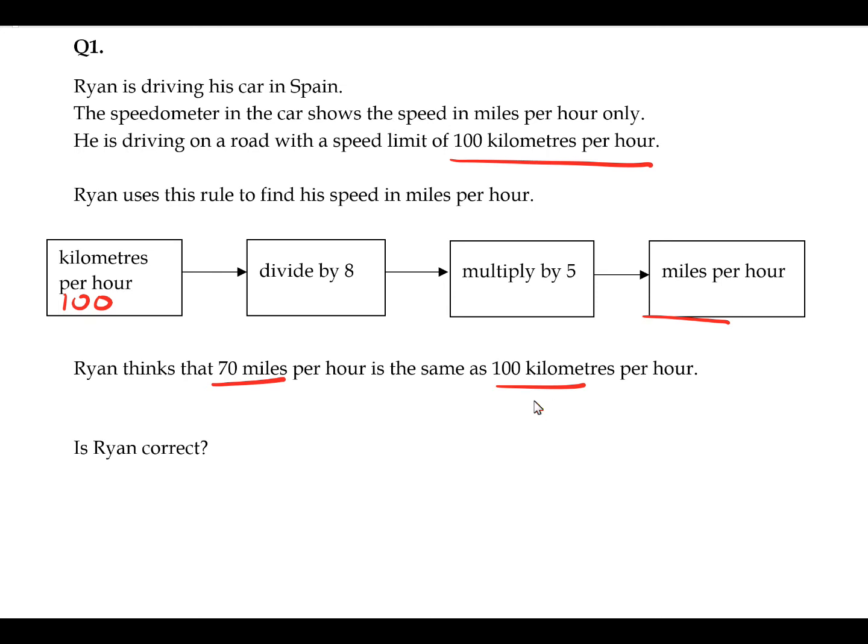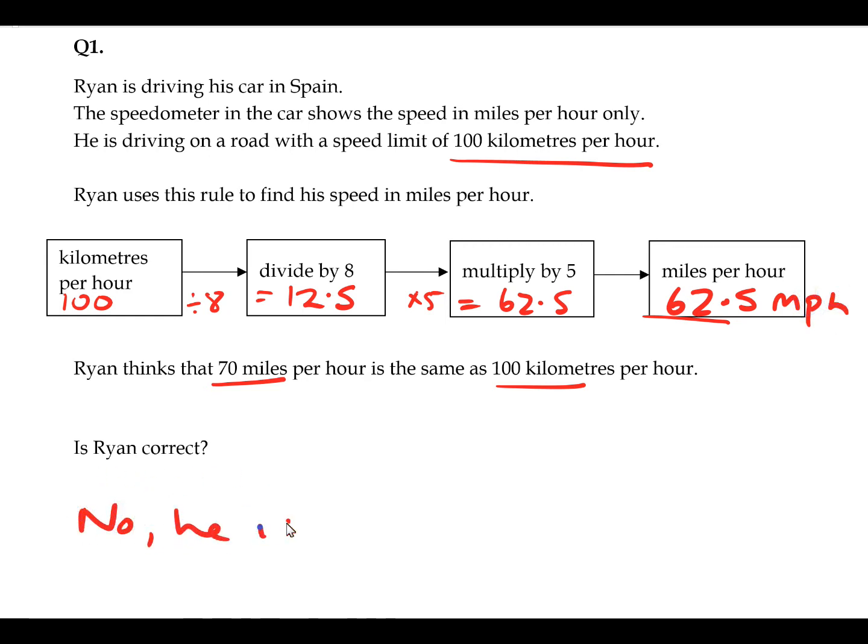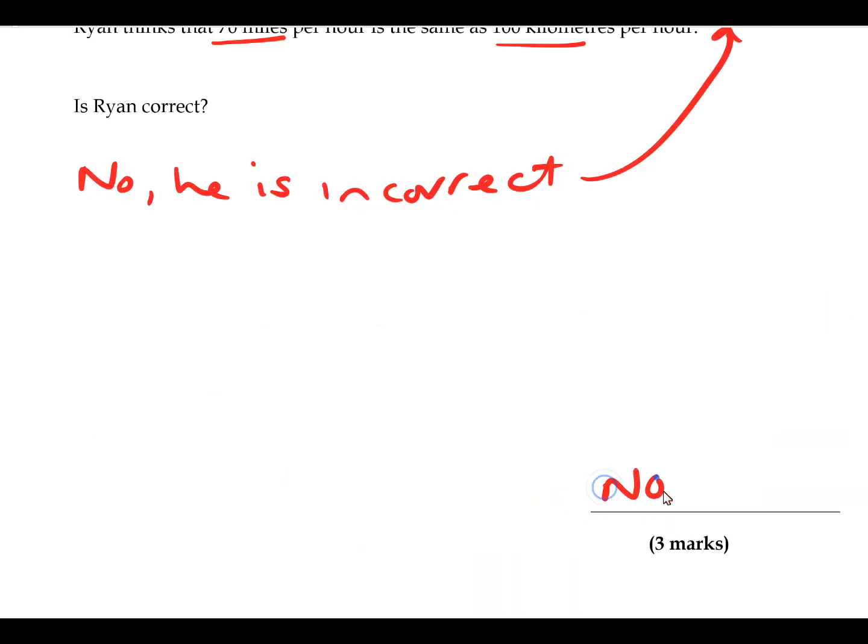So if we put our 100 kilometers in here, it will tell us what the miles an hour is here. And we can use our calculator. So 100 divided by 8 gives us 12.5. And then we need to multiply it by 5 to give us 62.5. So 100 kilometers an hour is 62.5 miles per hour. So is Ryan correct? No, he is incorrect. And the evidence for this is our working out up here. And you should get 3 marks for no, he is incorrect, and the working out.